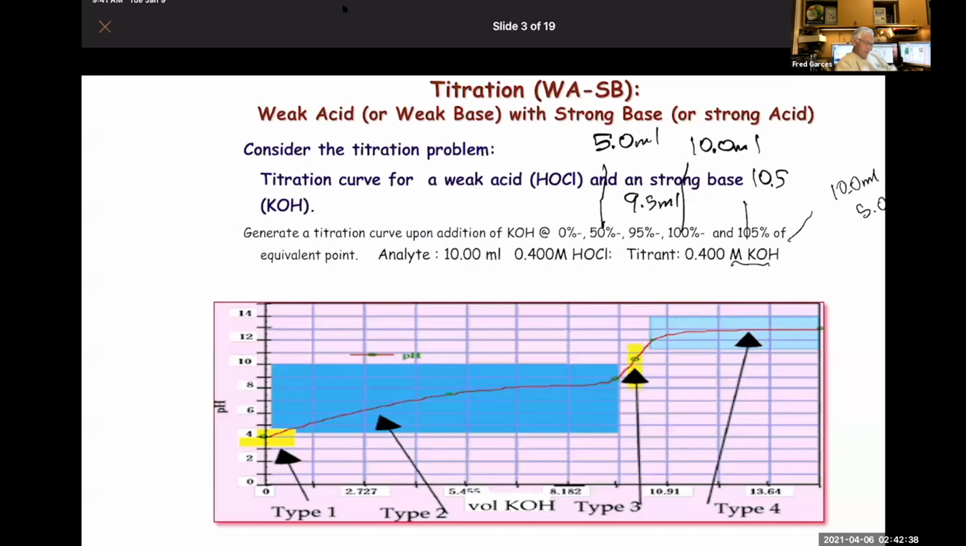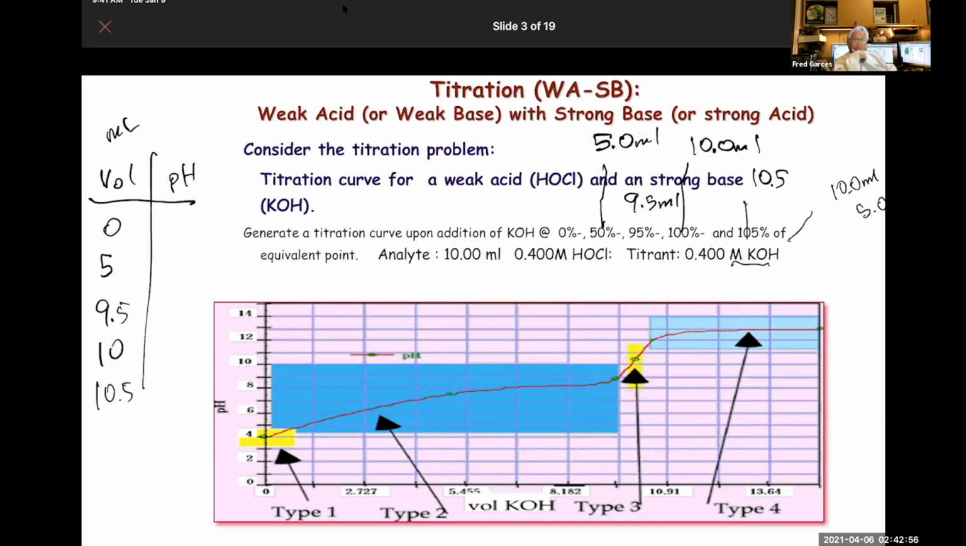So now I know the volumes. I need to figure out the pH. These are the volumes, and I need to calculate the pH at 0, 5, 9.5, 10, and 10.5 milliliters. That's what I need to do. This I already have. This I already have.